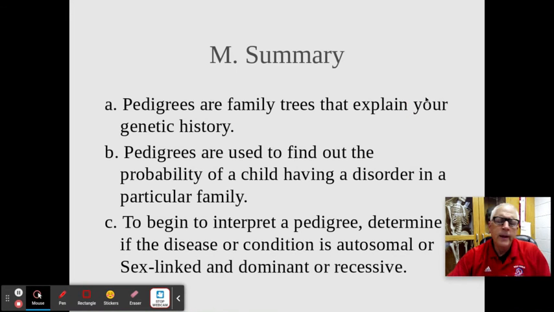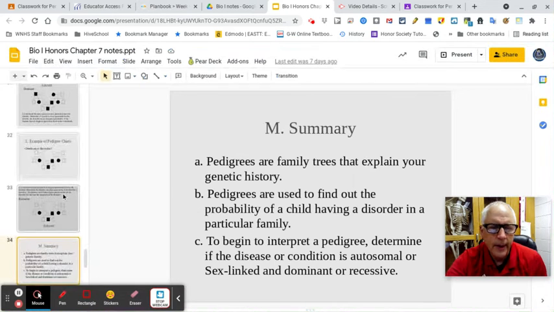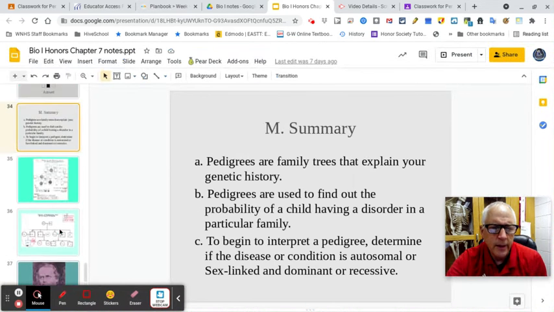So in summary, pedigrees are nice family trees that explain genetic history. They also can show you birth orders and descendants, so you can use them for lots of purposes. In genetics, we're obviously trying to figure out, are these diseases autosomal? Are they sex-linked? Are they dominant? Are they recessive? Okay. Hopefully that makes sense.